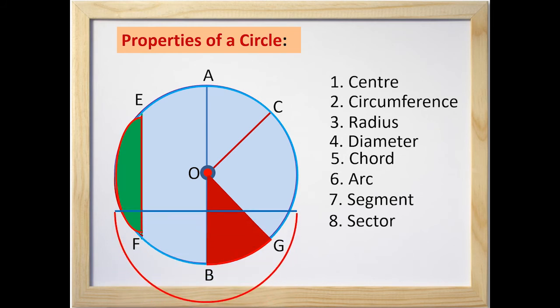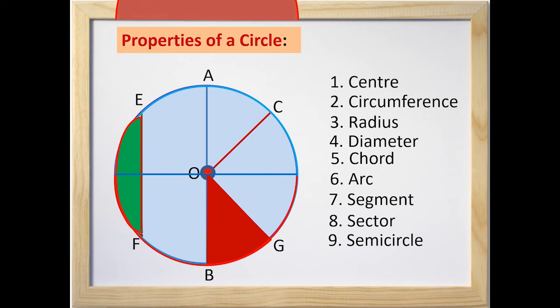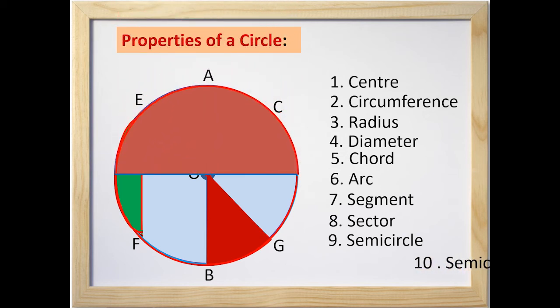The next point which we are going to learn is called the semicircle. Half of the circle is called the semicircle. Okay, so we have another semicircle which I'm going to show. This shows half the area of the circle. Is it clear to you all, children?